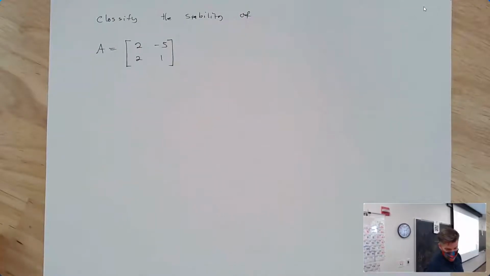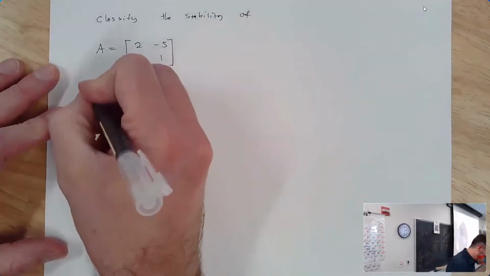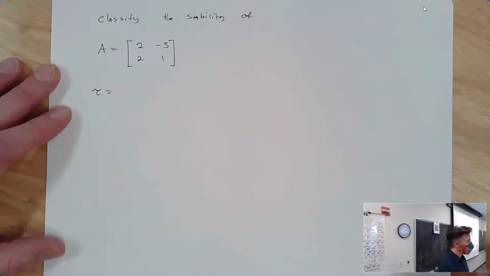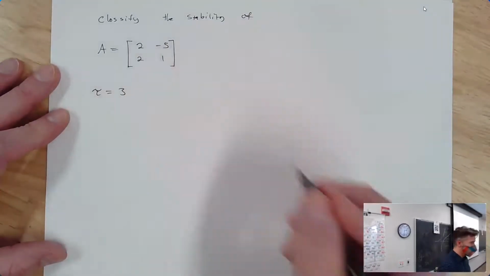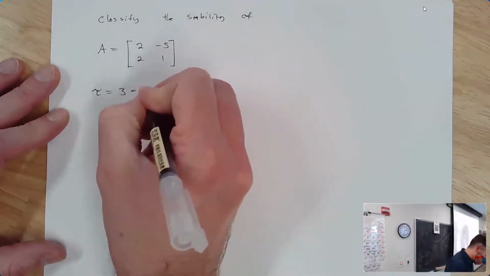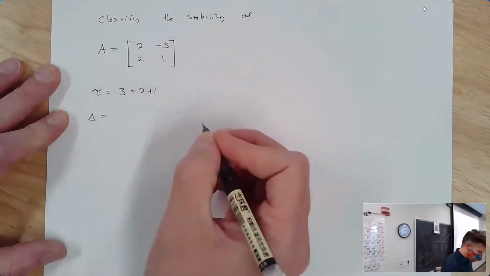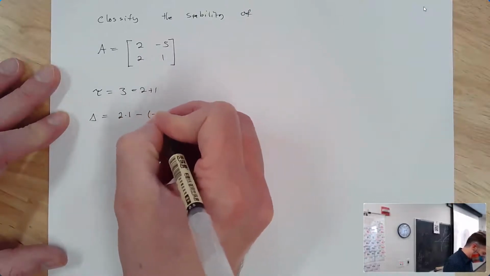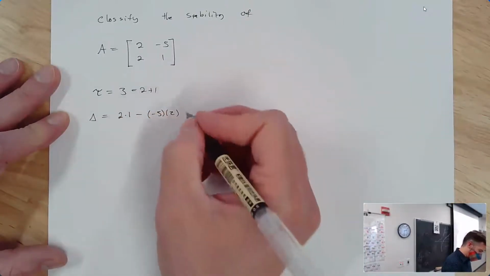So let's find the eigenvalues in the other way. Let's use the trace determinant method. What's my trace here? Yeah, it's 3, right? Just 2 plus 1. And my determinant is 2 times 1 minus -5 times 2, which is 2 plus 10, which is 12.